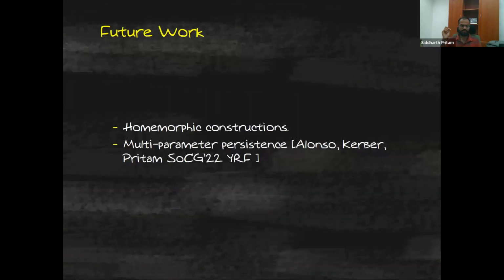So the future work is, can we use these reductions to get homeomorphic constructions, basically a triangulation? Can we compute a triangulation from a Rips complex, collapsing a Rips complex to a triangulation which is homeomorphic to the underlying space from which the data is sampled? Another extension is into multi-parameter persistence, and it has actually appeared at this year's conference.